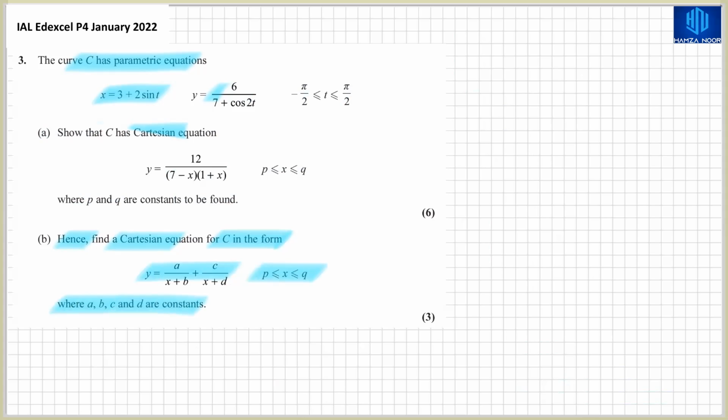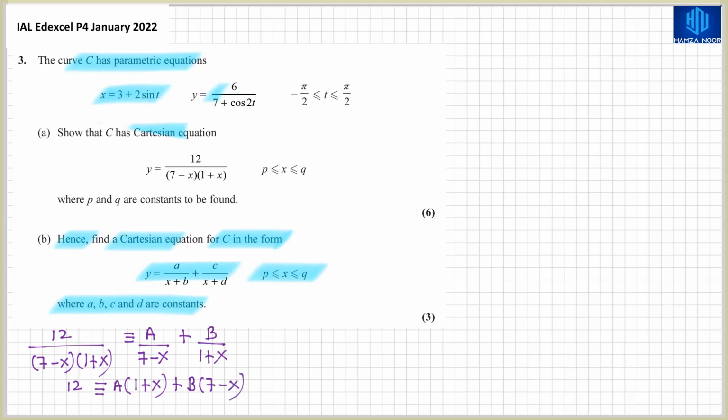So this means that we need to express the equation of the curve from part A into partial fractions. We are going to express 12 upon (7 - x)(1 + x) into partial fractions. Since this is a proper fraction and the denominator has distinct linear factors, this is equivalent to a divided by (7 - x) plus b divided by (1 + x). So therefore, 12 is equivalent to a(1 + x) + b(7 - x).